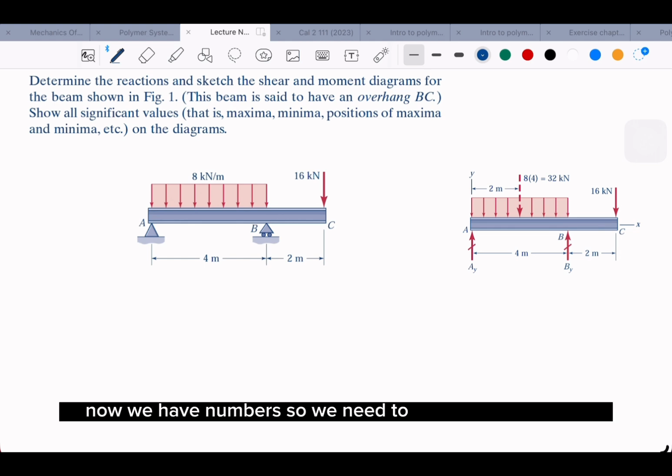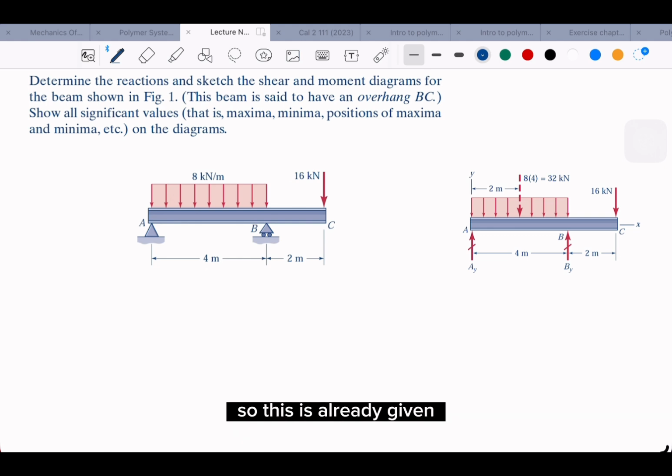Now we have numbers, so we need to compute something. And I've given you the free body diagrams here. So this is already given.